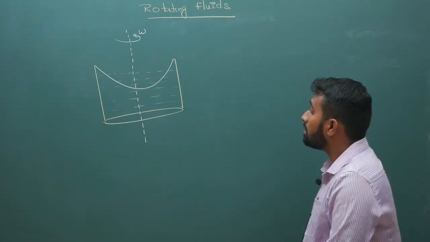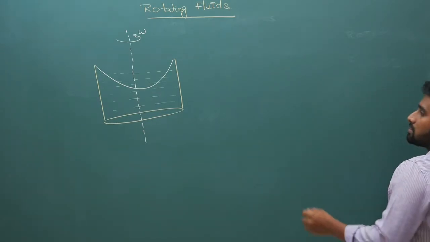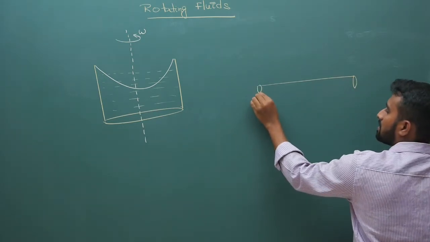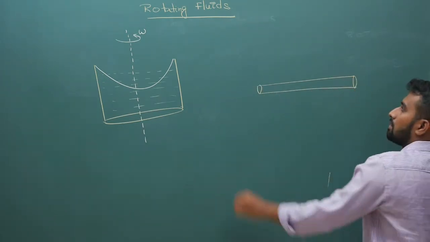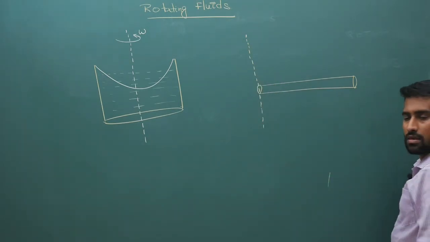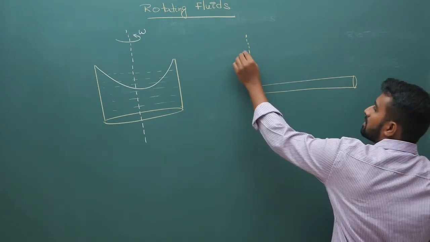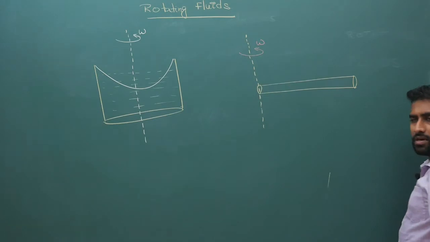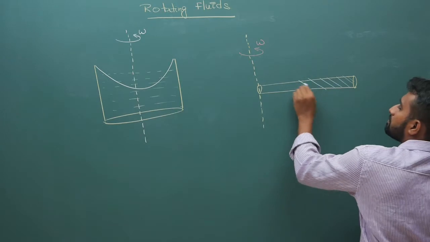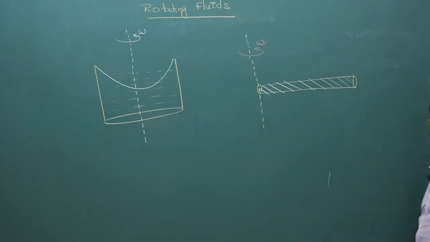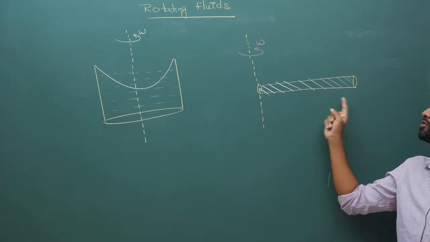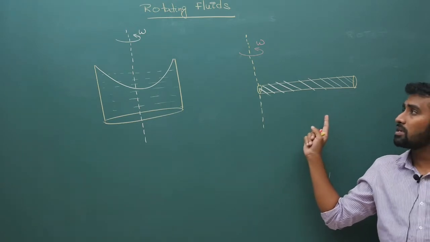Another important case is a cylindrical tube, which I am going to rotate with some angular velocity omega. Inside this there will be liquid. In this case, what is the pressure difference between this end and this end, or any 2 points? That is what I am supposed to calculate.